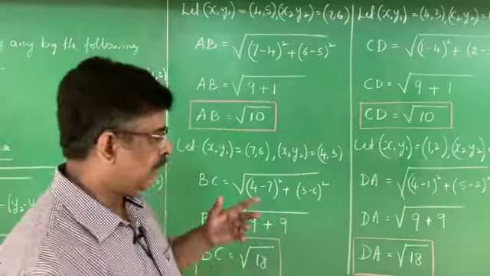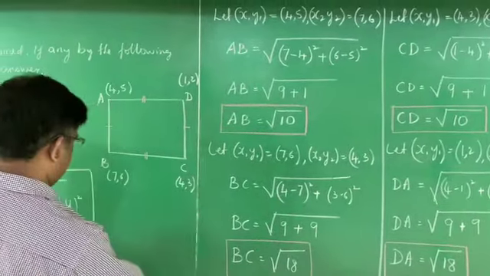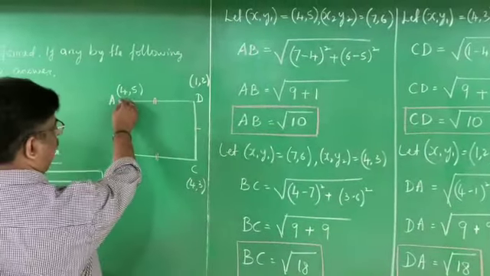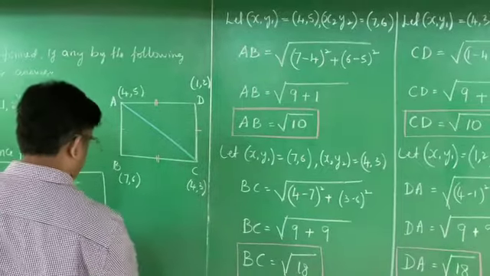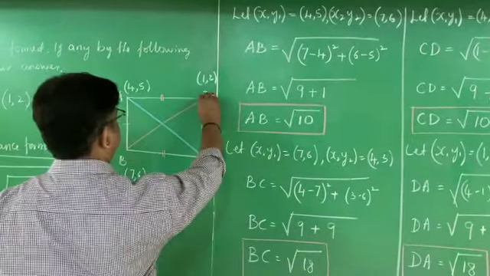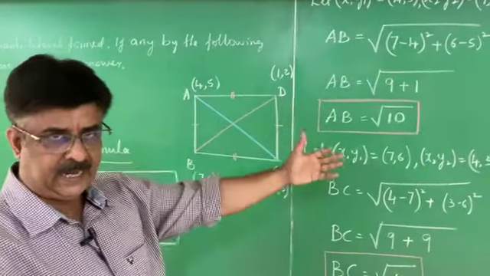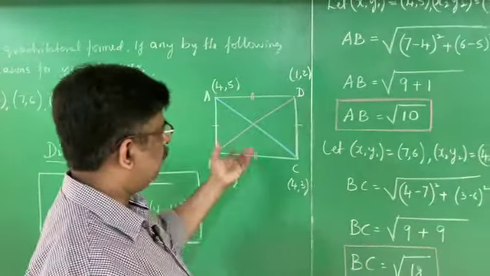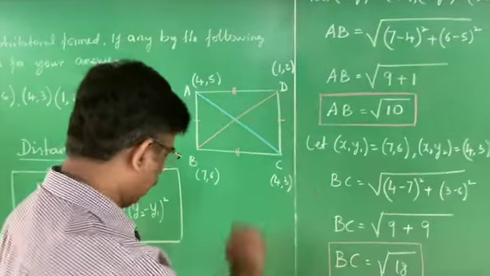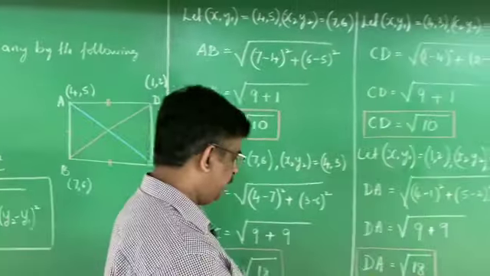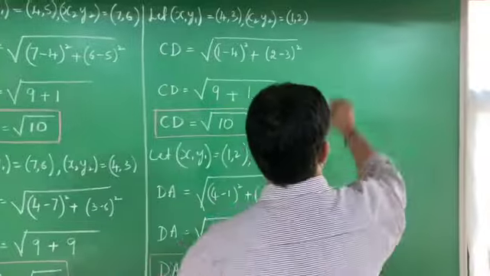Therefore, to cross verify, we have to find the measurement of diagonals. The one diagonal is AC, another diagonal is BD. You have to find the diagonals. Suppose diagonals are equal, it becomes a rectangle. If diagonals are not equal, then it becomes a parallelogram. We cross check. Right?